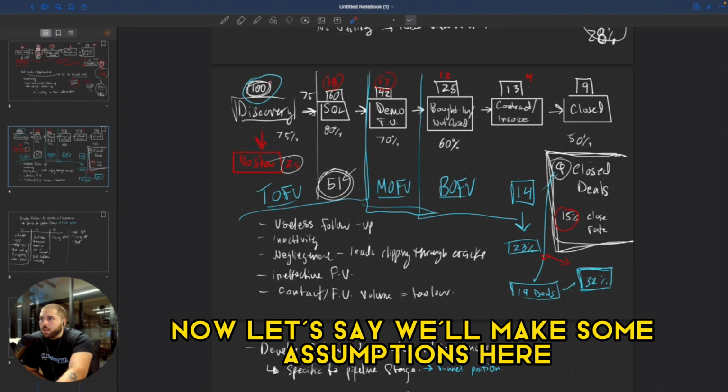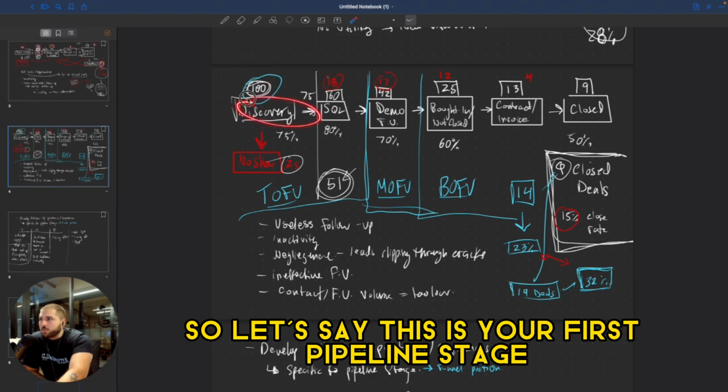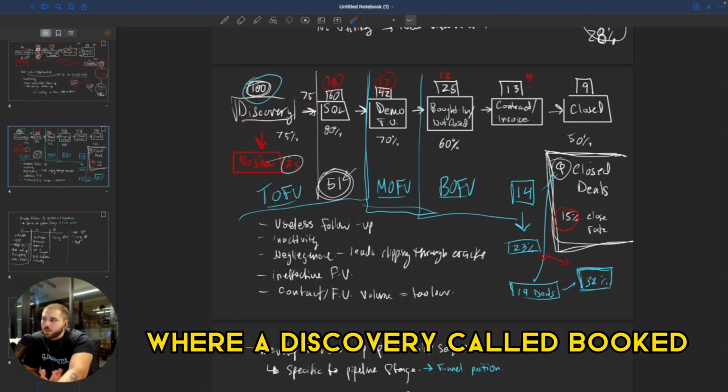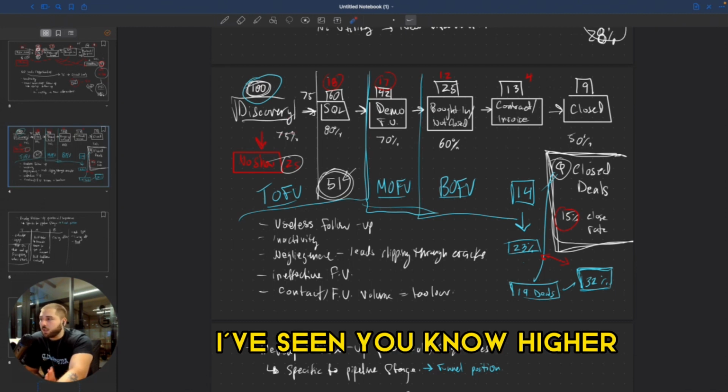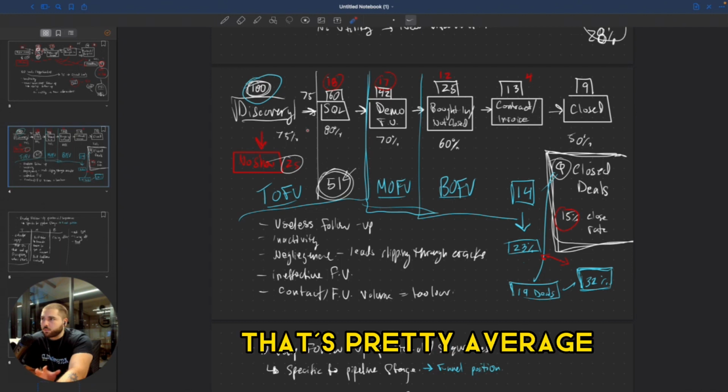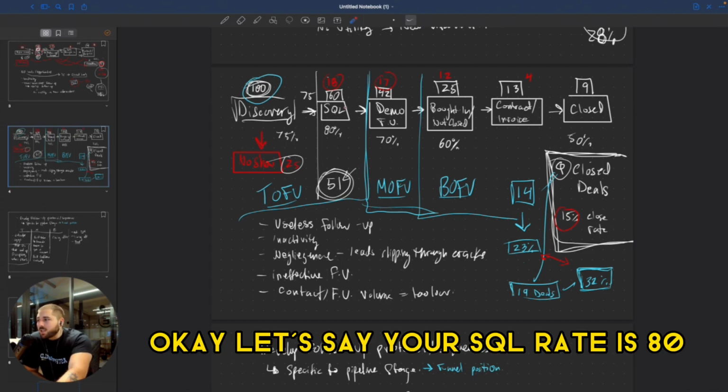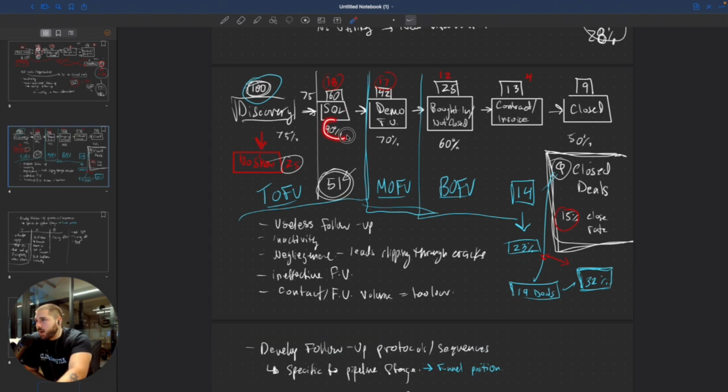Now, let's make some assumptions here. Say this is your first pipeline stage: discovery call booked, and you have a 75% show up rate, which is pretty standard. I've seen higher, I've seen lower, but we'll say 75%. That's pretty average. Okay, let's say your SQL rate is 80%. Again, I've seen higher than this.